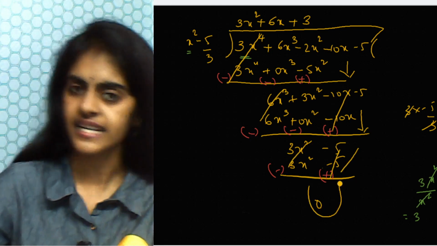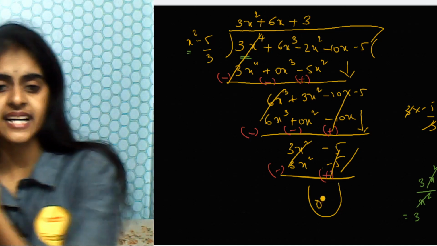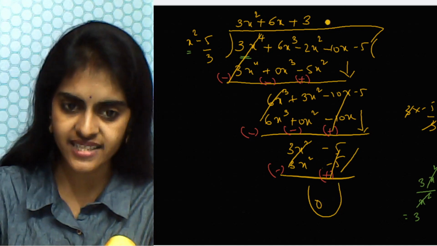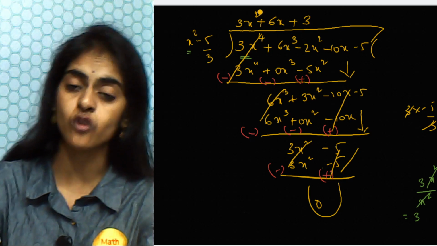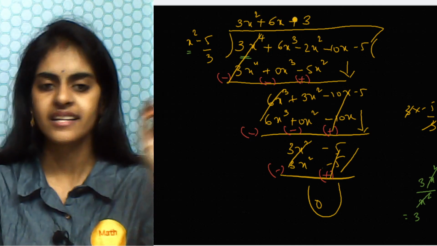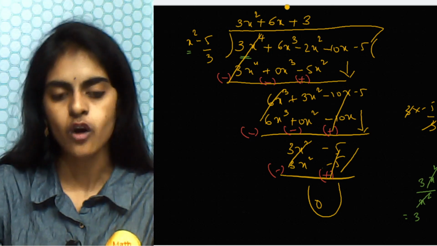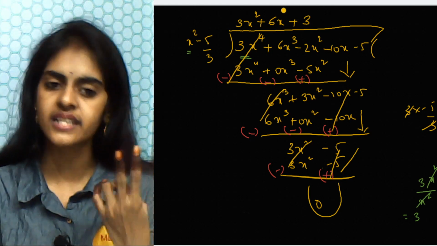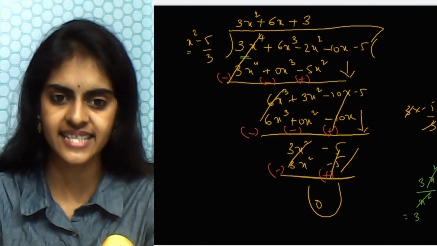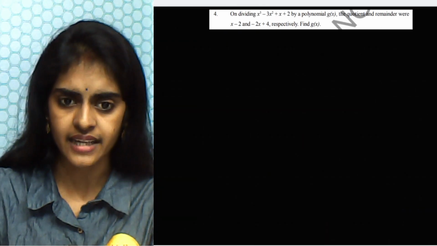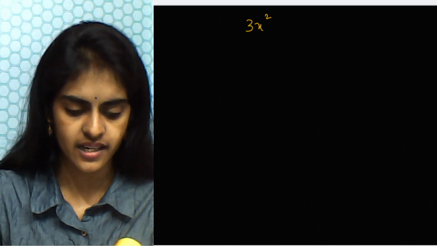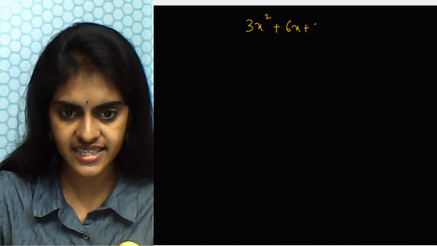So you got the answer as 0, which means this 3x square plus 6x plus 3 is also a factor of this polynomial, isn't it? So let us factorize this, so that you will get 2 more zeros. Let me factorize here. The answer you got is 3x square plus 6x plus 3.